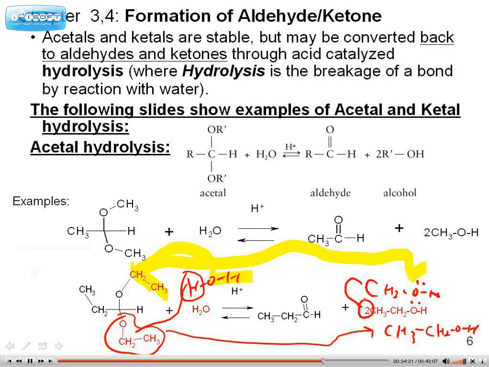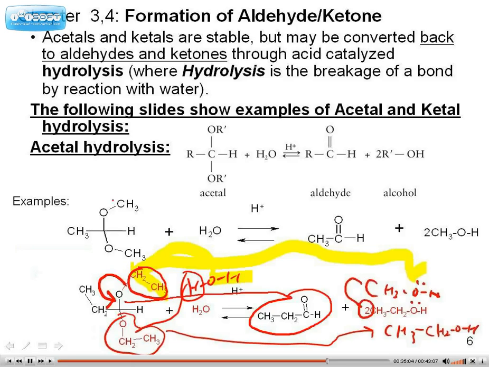Hence, we have two alcohols that form. Now, in both of these examples, I made a big deal about it only being the top ether, only combining with this R group right here. Keep in mind, it takes the R group, but it leaves the electrons in the original covalent bond. So this is going to come on down and form a brand new pi bond. Consequently, we now have an aldehyde.